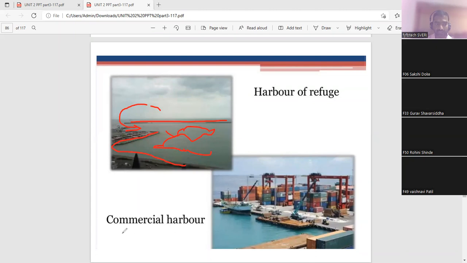But in a commercial harbor, loading and unloading of cargoes takes place. See, there is a ship, and goods are loaded and unloaded. All the goods and services take place at this point. That is called a commercial harbor. In this harbor, business takes place commercially. In the harbor of refuge, only during an emergency will all the ships come and take shelter.